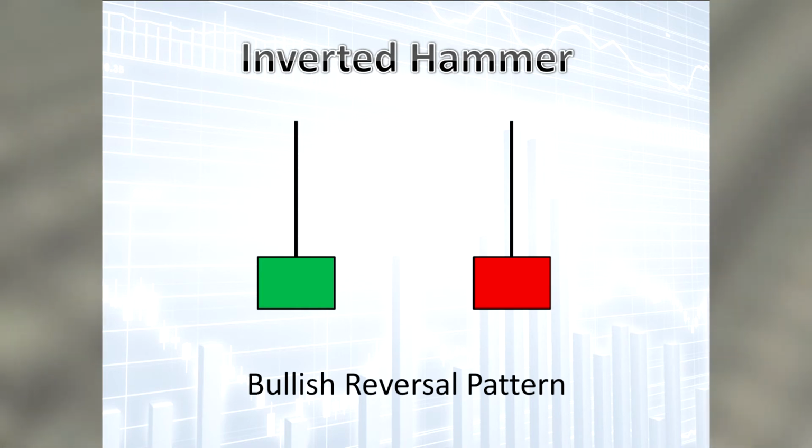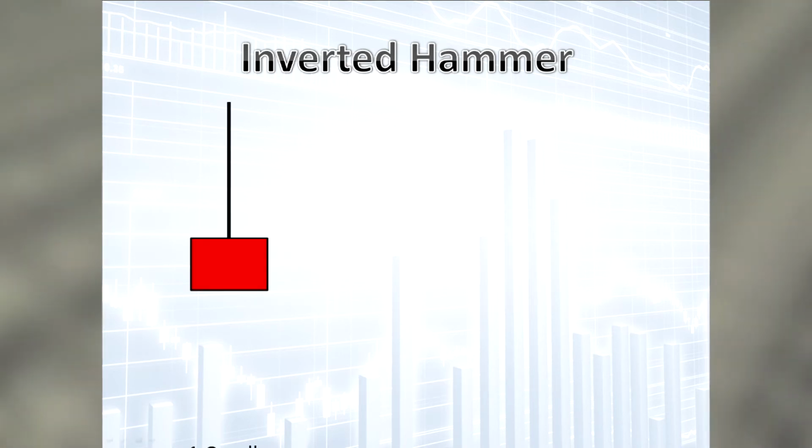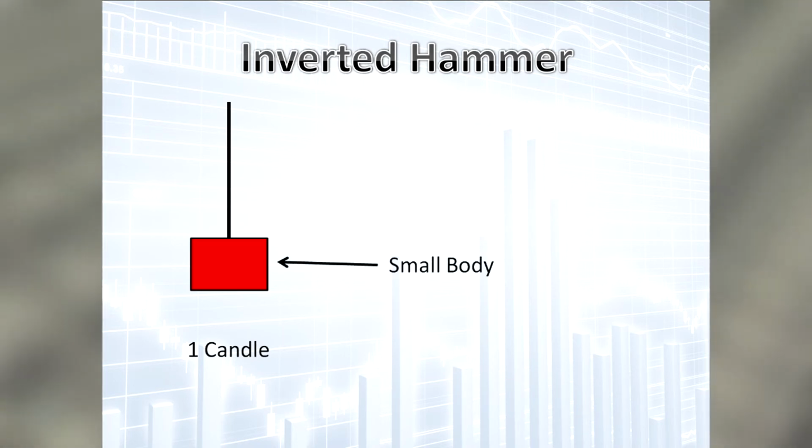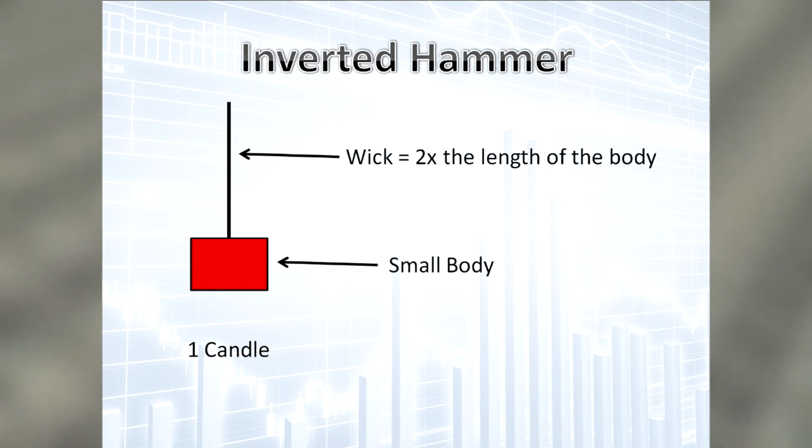The inverted hammer is a single candle formation composed of a small body, either red or green, with a wick that is at least twice the length of the body of the candle. A small wick can be allowed at the bottom of the candle, but in perfect market conditions there should be no wick protruding from the bottom.